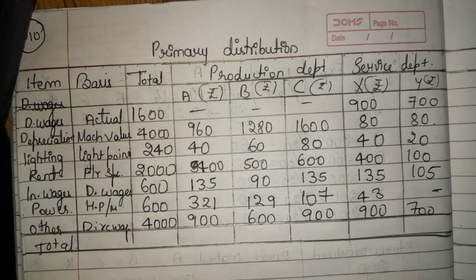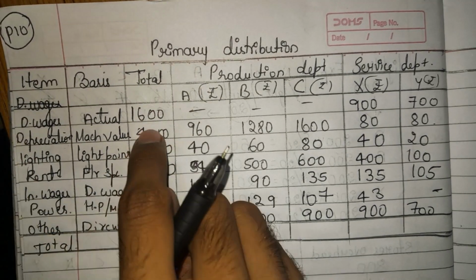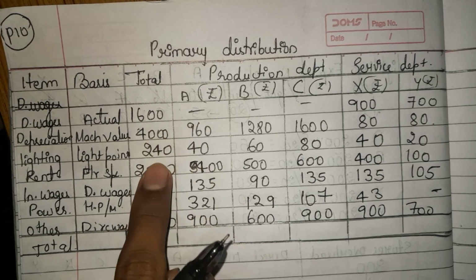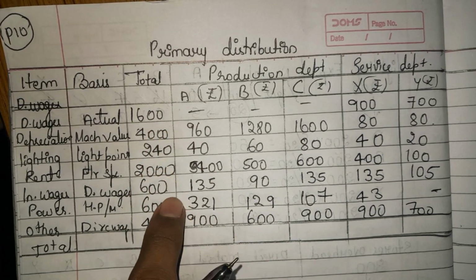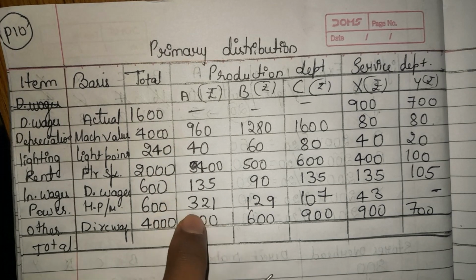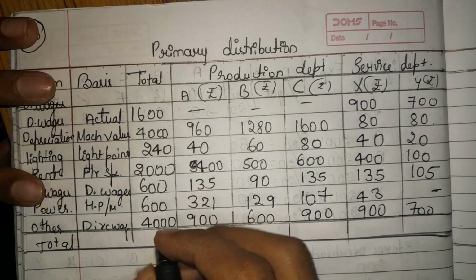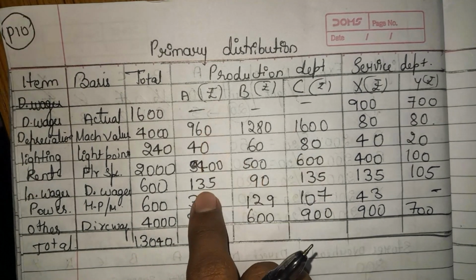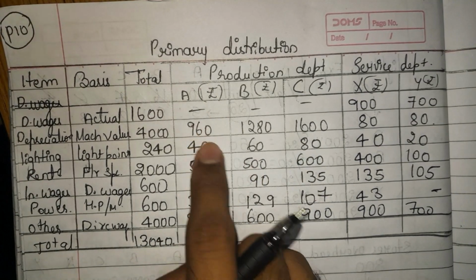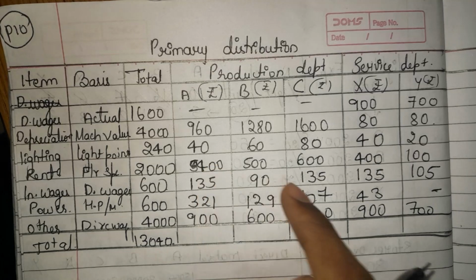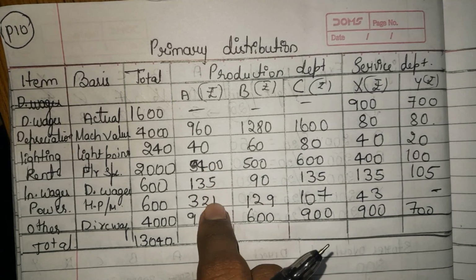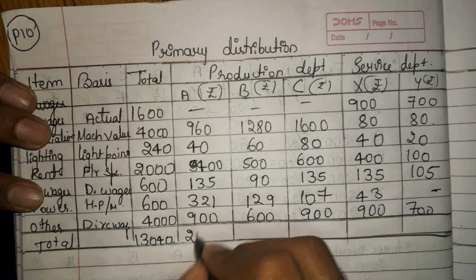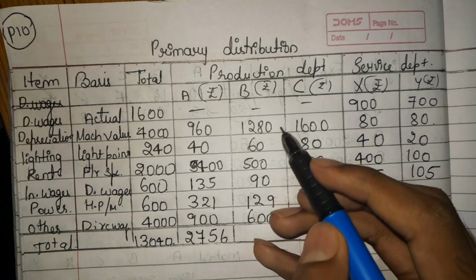So first we will make the total expenses, that is 1,600 plus 4,000 plus 240 plus 2,000 plus 600 plus 600 plus 4,000. It is 13,040 rupees. Next here 960 plus 40 plus 400 plus 135 plus 321 plus 900, it will be 2756.